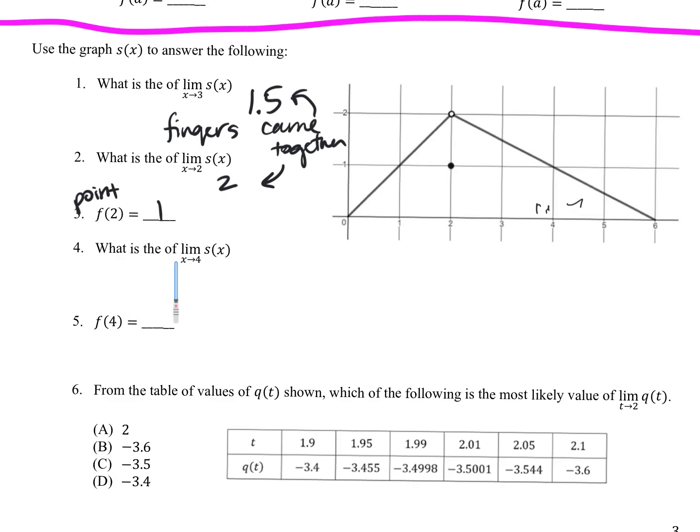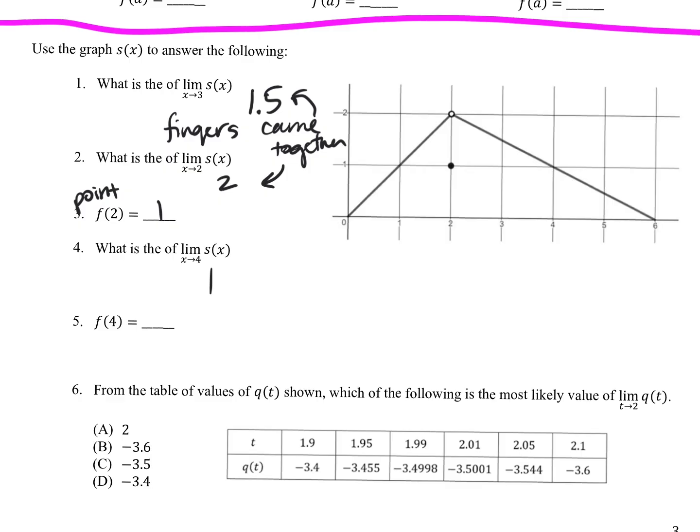Then you can see in 4 and 5, I'm going to talk about when x approaches 4 versus f of 4. Okay, if I'm ever doing a limit, that's where do your fingers come together. As x approaches 4, where do my fingers come together? 1. At y of 1. Love that. Why do we need to do the fingers going together thing? Okay, if you can just see it, you're good. Yeah, you don't have to.